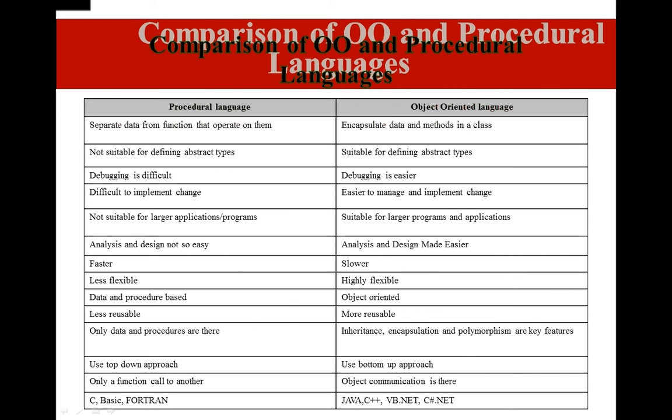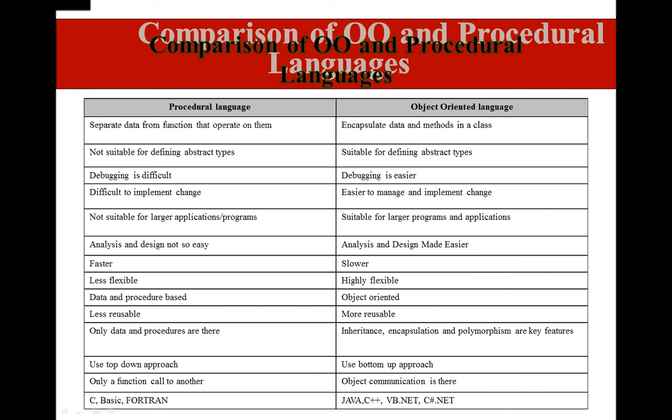Procedural languages are faster in execution, but object-oriented languages are a little slower compared to procedural languages. And there is less flexibility in procedural languages as far as changes and adding features are concerned, whereas object-oriented programming is highly flexible.